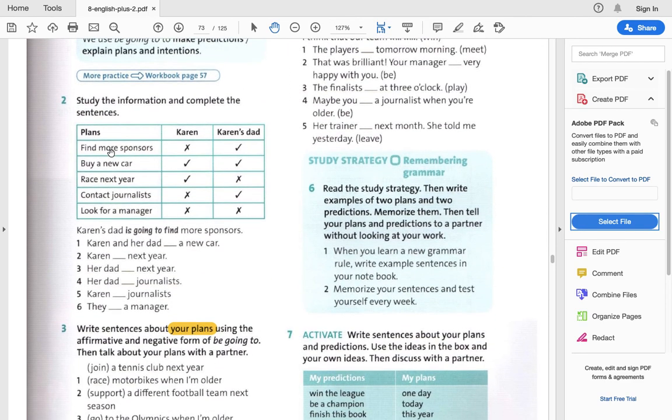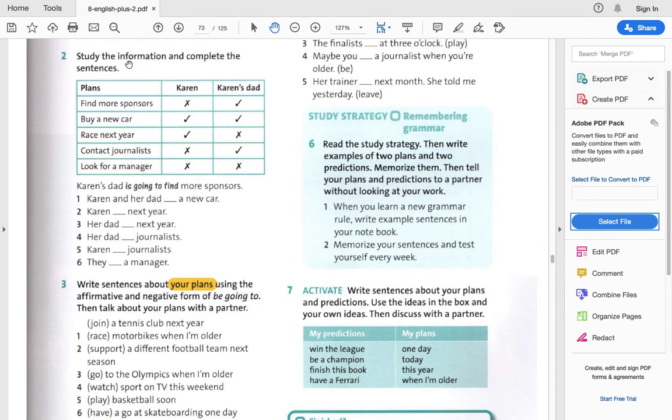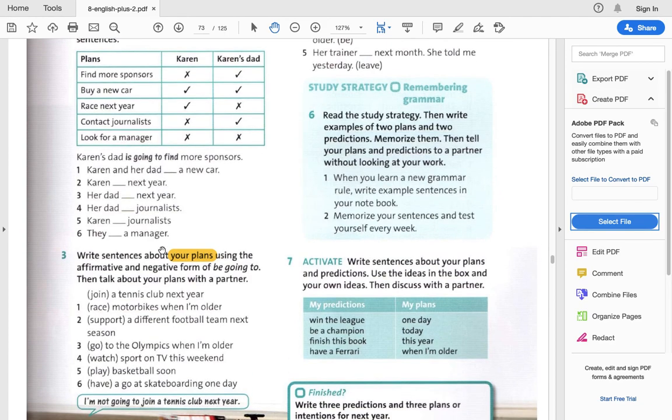And let's move on with the second exercise. It says, study the information and complete the sentences about plans, about Karen's plans and her dad's plans. Now, example sentence: if you see a cross, it's negative. If you see a tick, it's positive. So, example sentence about finding more sponsors about Karen's dad. Karen's dad is going to find more sponsors. Yeah, that's for plans, and for plans we use be going to plus the main verb. And you need to do the rest of them, about Karen and her dad, about journalists, and so on, about the managers as well.